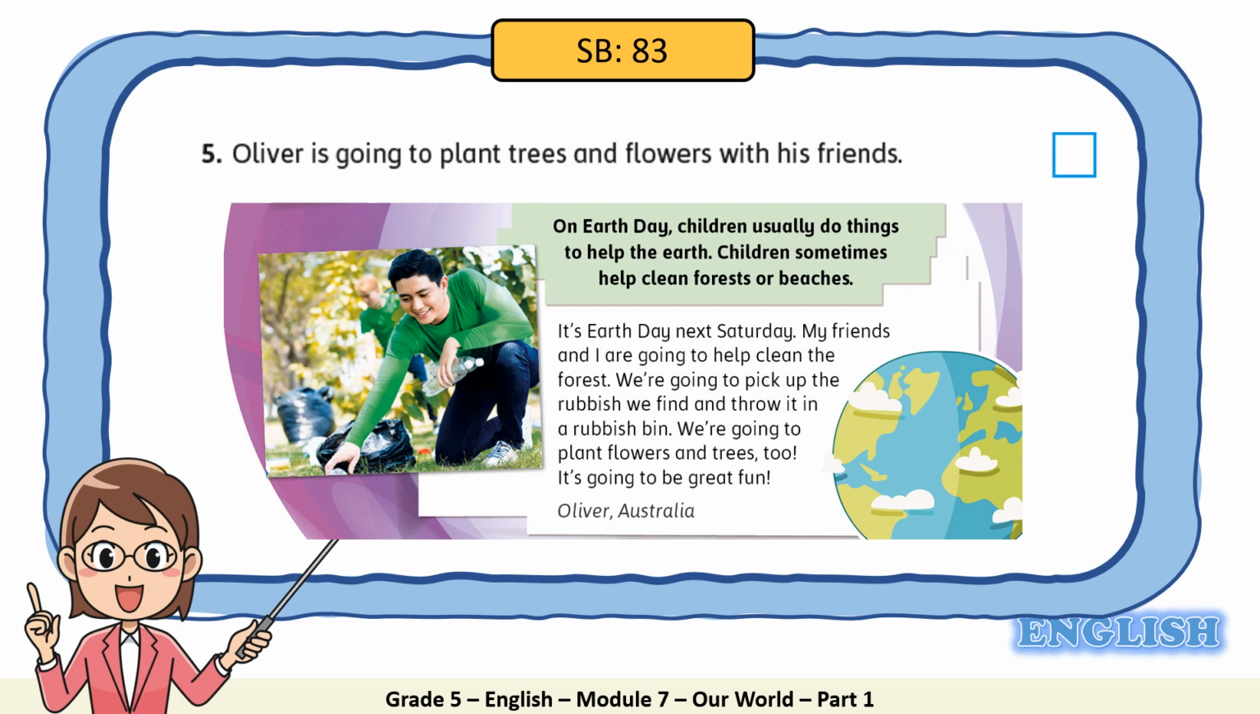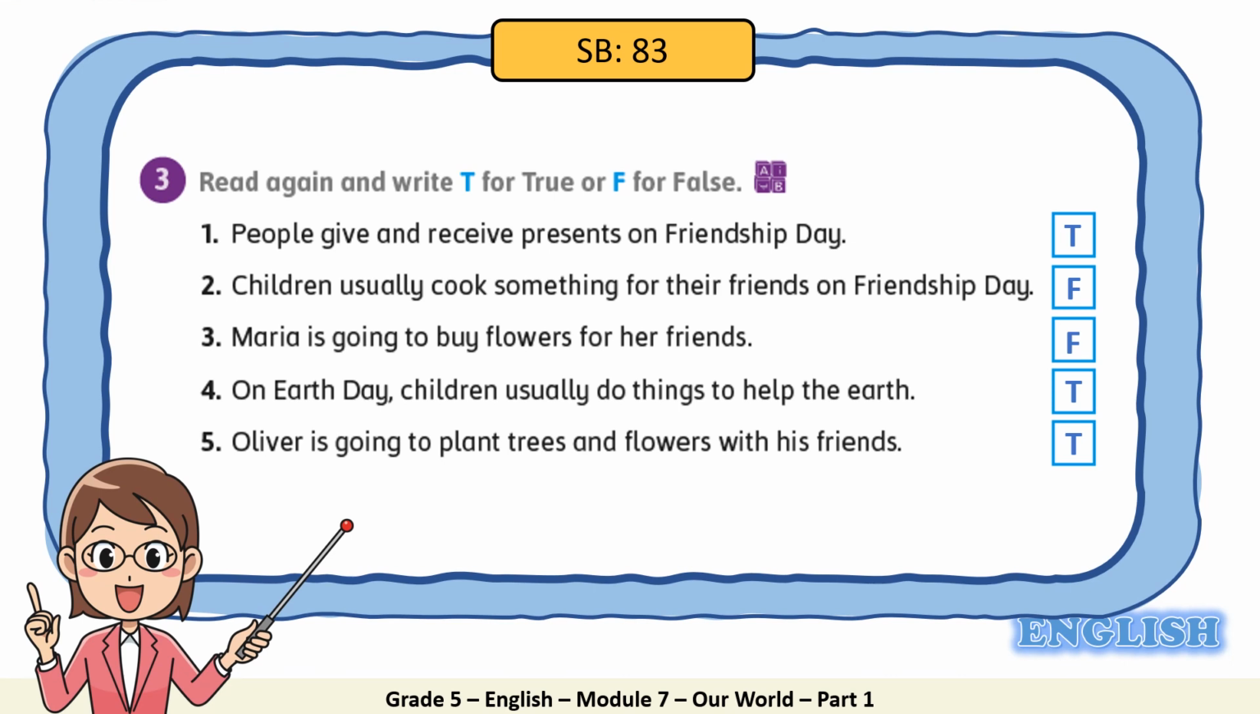Number 5. Oliver is going to plant trees and flowers with his friends. Now, if you go through this paragraph, you will see many activities that Oliver is going to do with his friends. In the last 2 lines, you will see that he is going to plant flowers and trees with them. So the answer for this sentence is true. Good job. Take a look again. These are all the answers. Make sure you wrote them all correctly.